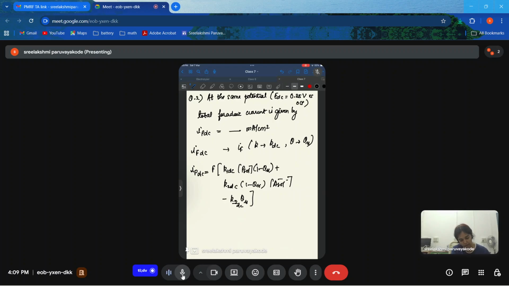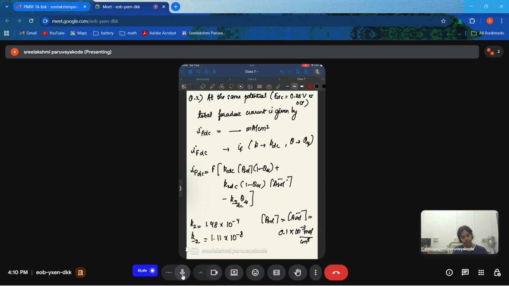K2 we already found as 1.48 into 10 to the power minus 4. K minus 2 as 1.11 into 10 to the power minus 8. Now, keep in mind both the questions are linked. If you make a mistake in any of the numerical problems, then your subsequent questions will also go wrong. So you have to be careful when you're doing numericals. K2, K minus 2 are already known, we did it for the previous question. P solution equal to A solution minus equal to 0.1 into 10 to the power minus 3 mole per centimeter cube. This also we know.